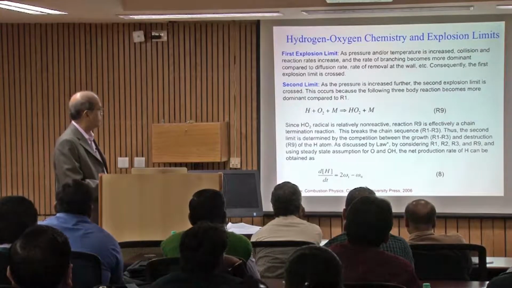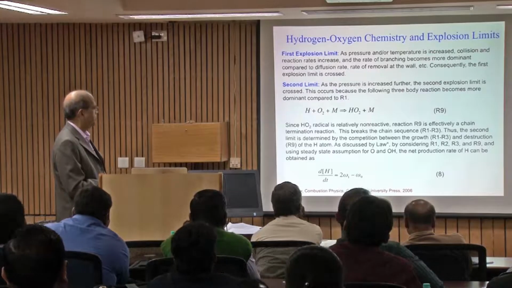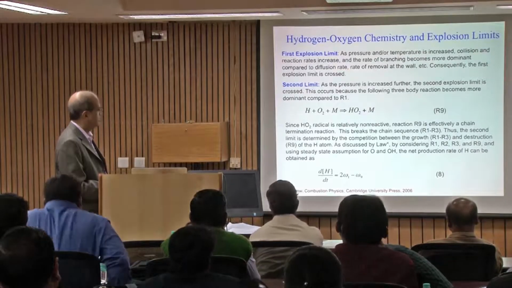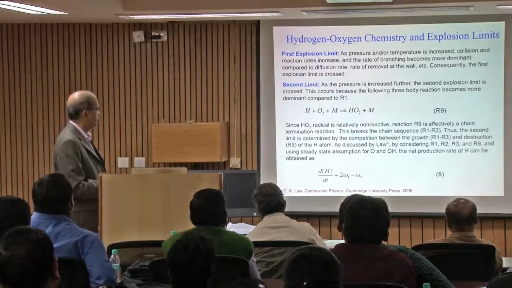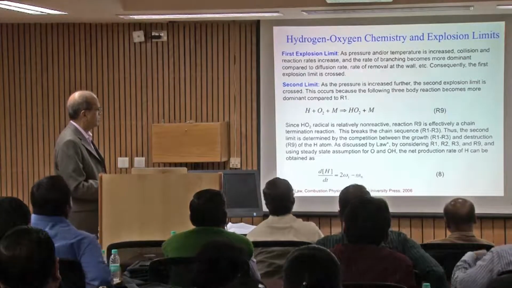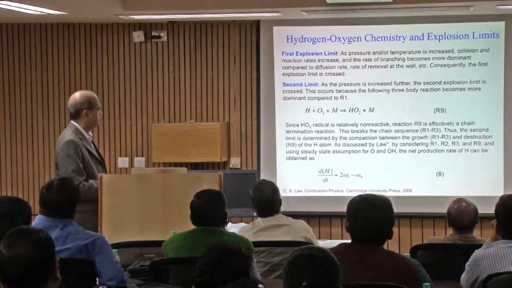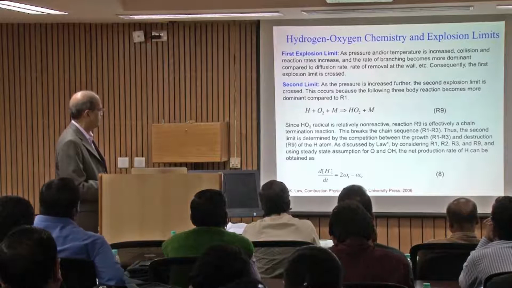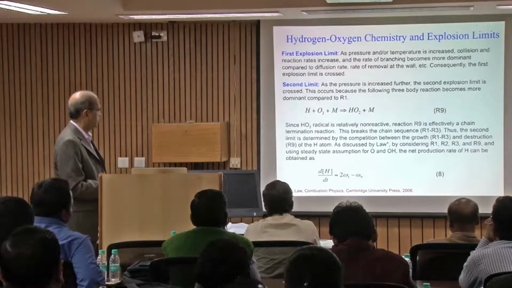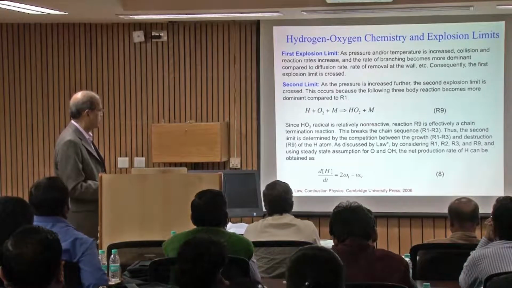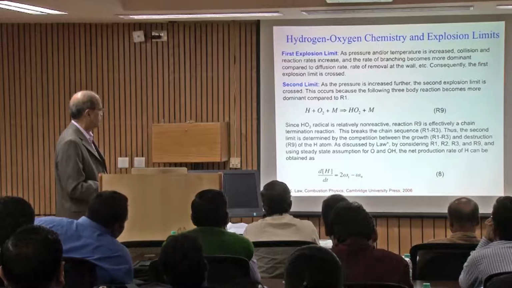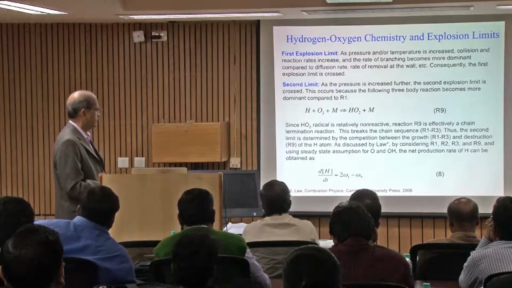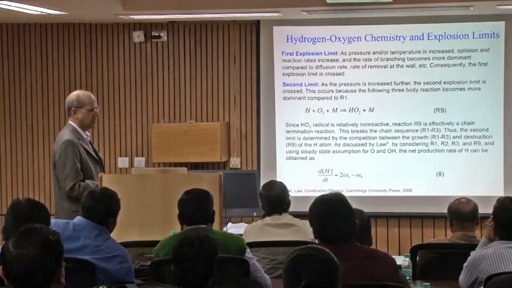So these are the explanations we just discussed. For the first explosion limit, as pressure or temperature is increased, reaction rates increase. The branching reactions become more dominant compared to the diffusion of H radical to the wall. So the first explosion limit is crossed. The second limit is a competition between R1 and this reaction. Since HO2 is relatively non-reactive, it effectively acts as a chain termination reaction. In principle it is not a chain termination; it is a chain branching.